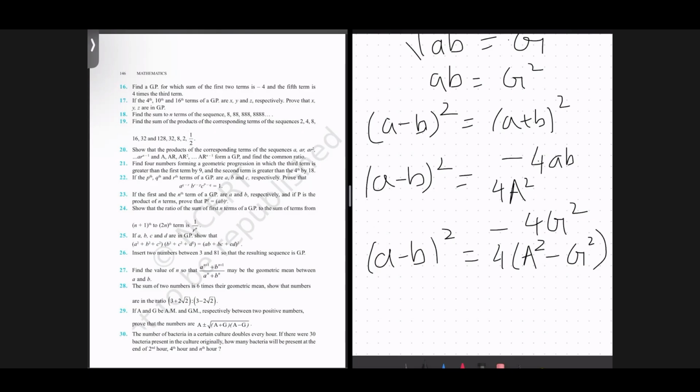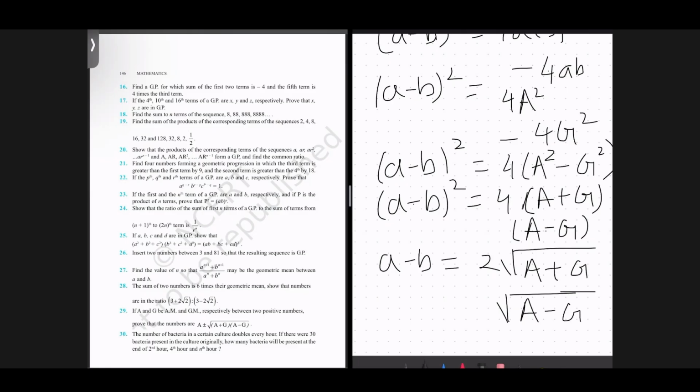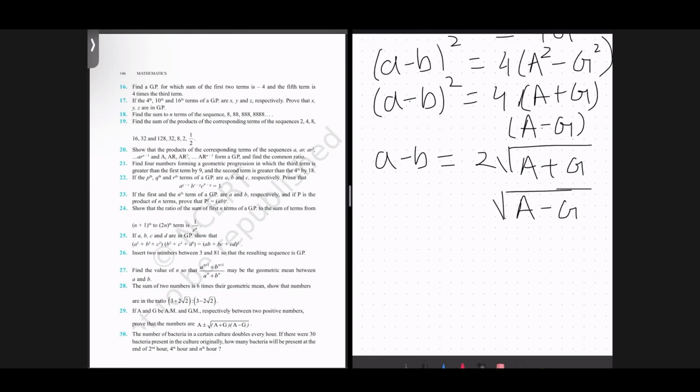So (a − b) whole squared is going to be 4(A squared minus G squared). Now A squared minus G squared can be written as (A + G) into (A − G). So (a − b) the whole square is going to equate to 4(A + G)(A − G). Now taking the root on both sides, you finally get a minus b equal to 2 under root of (A + G) into under root of (A − G). So a minus b is 2 root (A + G) root (A − G).